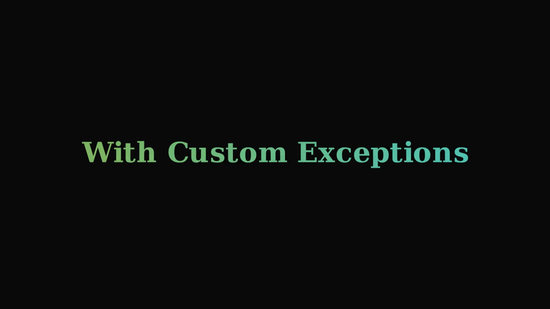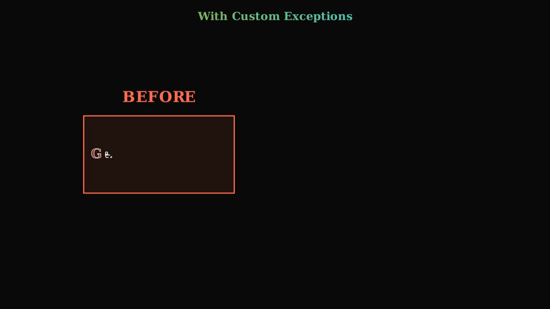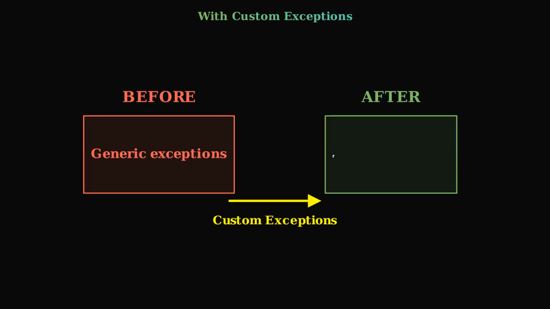Here comes the solution, custom exceptions. Look how clean the code is now. Clear error messages. Specific error types. Better debugging, compare the difference. And that is why we use custom exceptions.